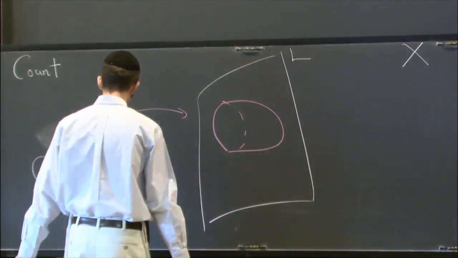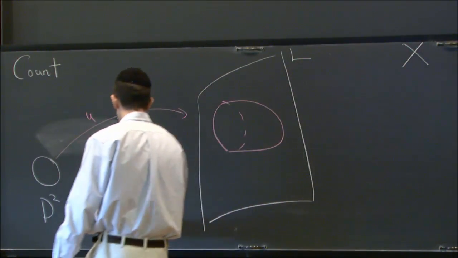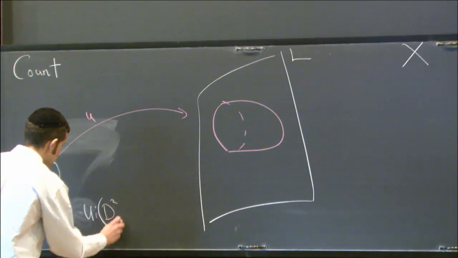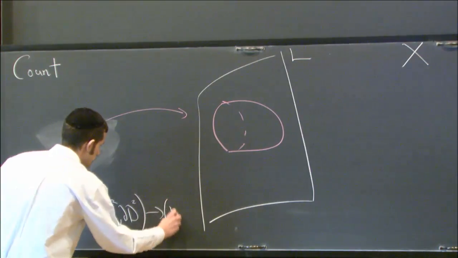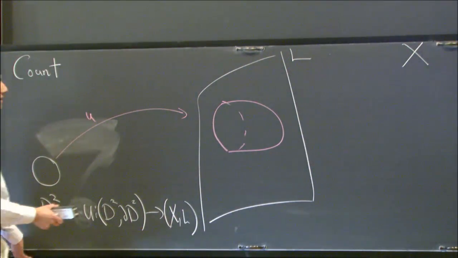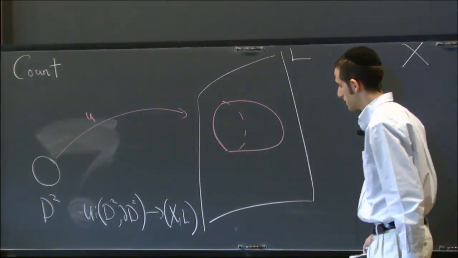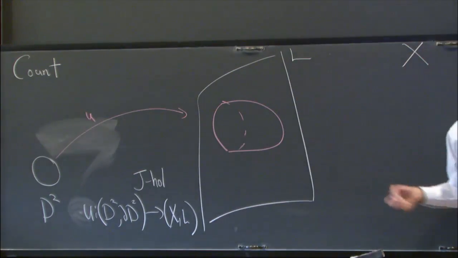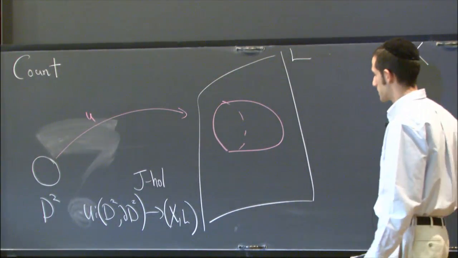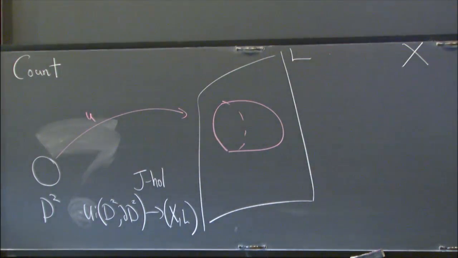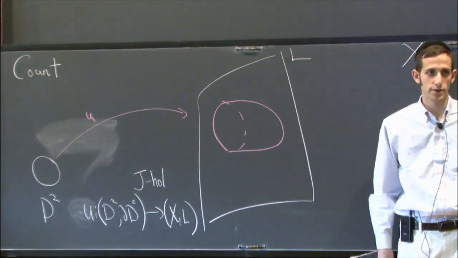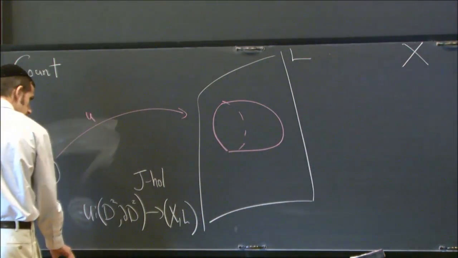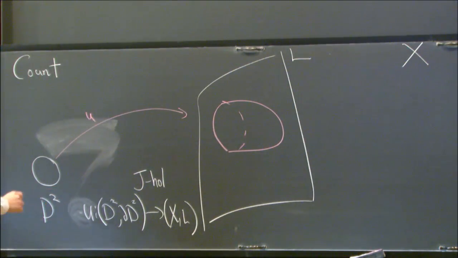So u maps the disk relative to its boundary to the symplectic manifold relative to the Lagrangian, and it has to be J-holomorphic. In general, the moduli space of such maps is going to be a finite dimensional something or other, and we want to make it zero dimensional so we can count it. And whatever it is, it's definitely going to be compact.